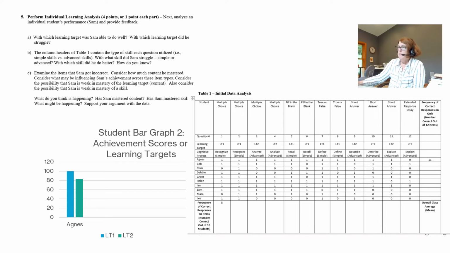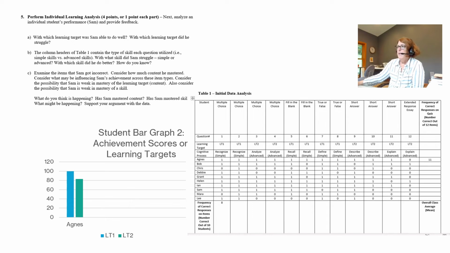So let's get back to our questions that you have to answer. I'm on B. With what skill did Sam struggle, simple or advanced? So you have to look at the scores that Sam got on each type of question. You might even want to average it out. Take the simple ones and average them out. Take the advanced ones and average them out. And then you'll know for sure whether he struggled with simple skills or advanced skills. And you could actually present the averages to defend that.